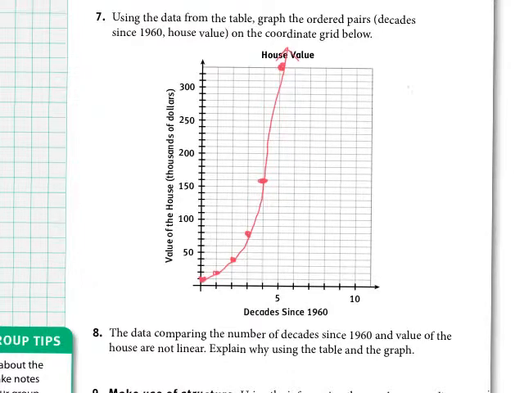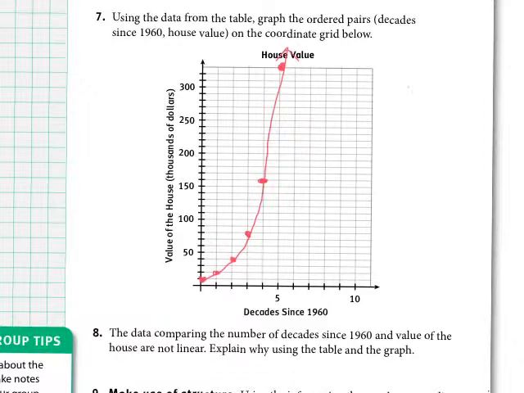Okay, so hopefully your graph matches mine. Number 8 says the data comparing numbers of decades since 1960 and the value of the house are not linear. Well, we already figured that out from the table of data. Who can very easily tell me how we know the graph is not linear? Travis? It doesn't go in a straight line. Doesn't go in a straight line, right? It's as simple as that. Looking at any graph, if it goes in a straight line, it's linear. If it doesn't, obviously it's nonlinear. We already talked about the table, or the data in the table did not have a constant rate of change, so we knew it wasn't linear from the table as well.